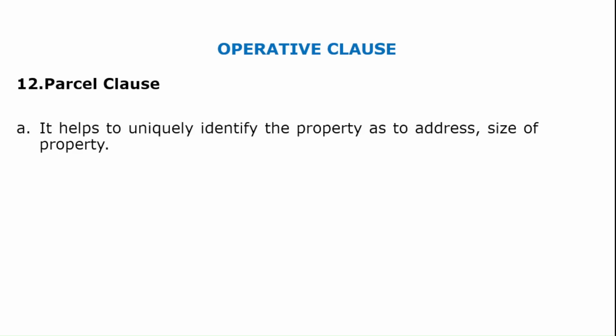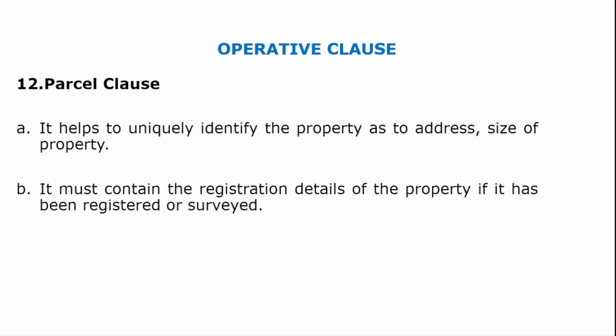So the parcel clause helps you to uniquely identify that property as distinct from the property belonging to somebody else, so that a third party will not come later to say, this is my property. So in order to distinguish the property of Jumoke Kehinde from any third party's property, you can say this is the property to be sold to Chief Adeola, right? And it must contain the registration details if it has been registered or surveyed, right? Of course, not everybody has registered their land, but they ought to have. But the moment you are conveying and you know you have registered the land, include it. So you can include the registration details of the property if it has been registered or surveyed.